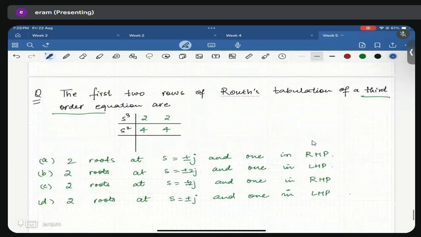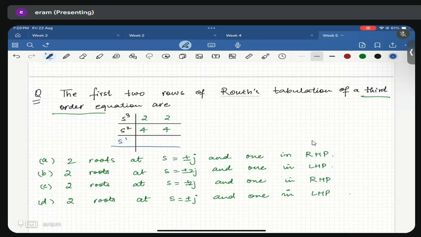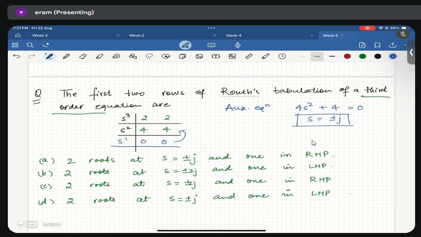So very simple. If we complete the table, we'll get 0, 0 again. Then we have to find the auxiliary equation using just the row above. We can write 4s square plus 4 is 0. So s will be plus minus j. From here we have calculated that A and B are the choices. Then we have to find the third root.